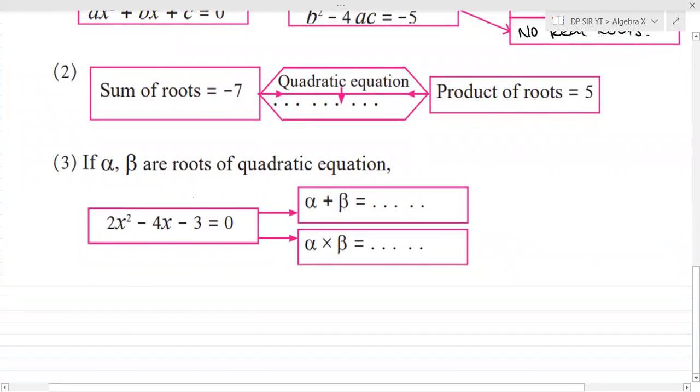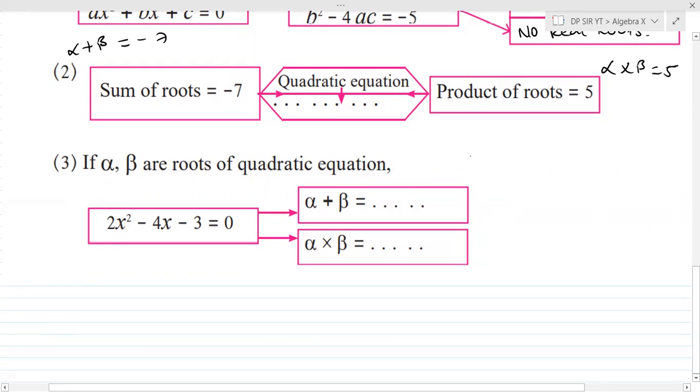Product is 5. So it simply indicates that alpha plus beta is equal to minus 7 and alpha into beta is equal to 5. Use the formula. What was the formula? If you forget, write it down somewhere and keep it.